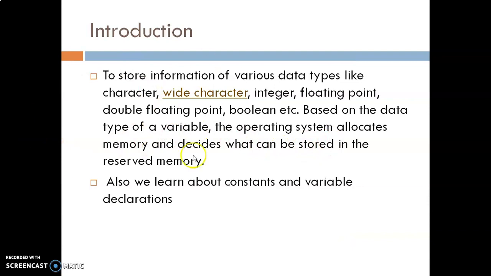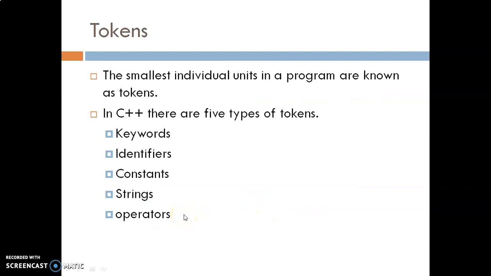It is about all the introduction. Also we will try to learn about the constants and variables declaration. Now about the tokens. When we start writing the program, we should know what is token, because everything that we are writing inside the program is a collection of tokens. So in C++ there are 5 types of token. In other words, the smallest definition for token is the smallest individual unit of a program. Means everything that we are writing inside the source code is a token.